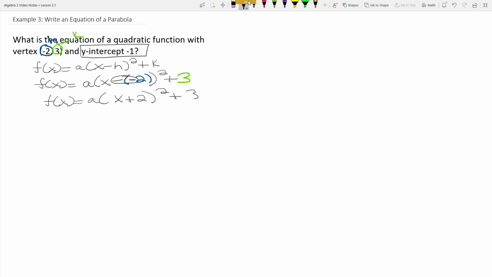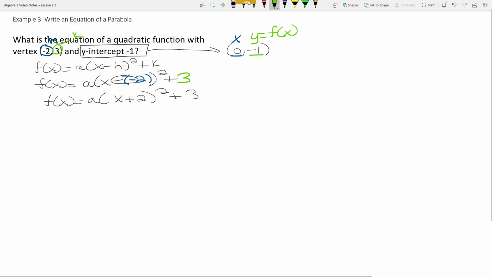So if our y-intercept is negative 1, this means our coordinates are 0, negative 1. For example, if my y-intercept was 2, then our coordinates would be 0, 2. Okay, so now we know our x and we know our y. Y is the same thing as f of x. So if you see f of x, just think of it as y. So we know our y is negative 1 and we know our x is 0, so we're going to plug those in.